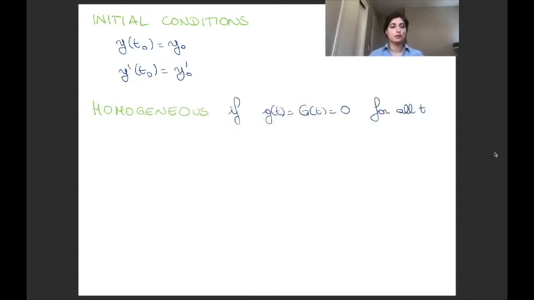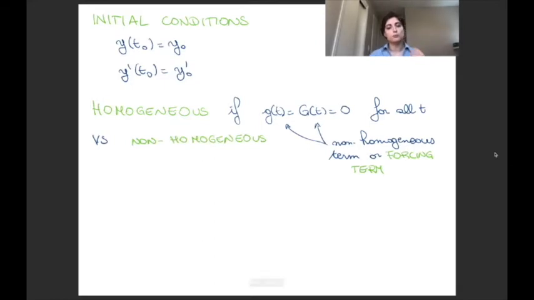We say that an ODE is homogeneous if the term that is not multiplied by any y or any of its derivatives is equal to 0 for all times. So if our small g of the previous slide, or the capital G of the previous slide, is equal to 0 for all t's, then we're talking about homogeneous ODEs. The opposite of homogeneous is called non-homogeneous. So this term g is called a non-homogeneous term or forcing term. The idea of calling it forcing term is because in physical systems, it does represent the external force that is coming into the system.